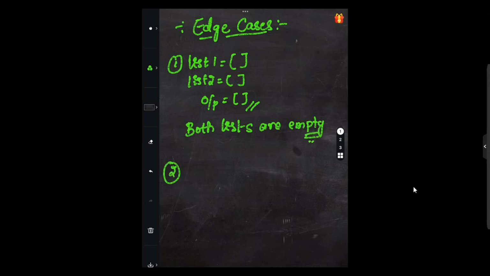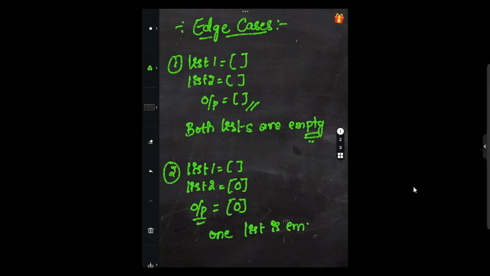Let's move on with the second edge case. I hope this is clear. When one list is empty, suppose we consider list 1 as empty and list 2 as 0. The output, after merging, has to be 0. So this is the condition where one list is empty.